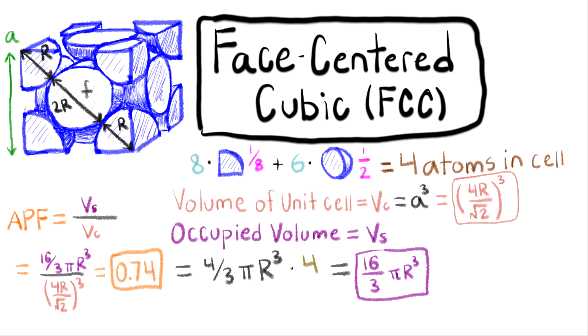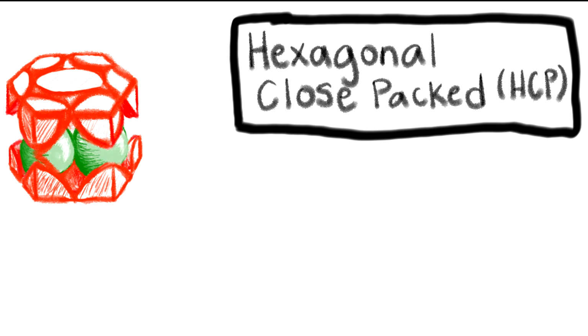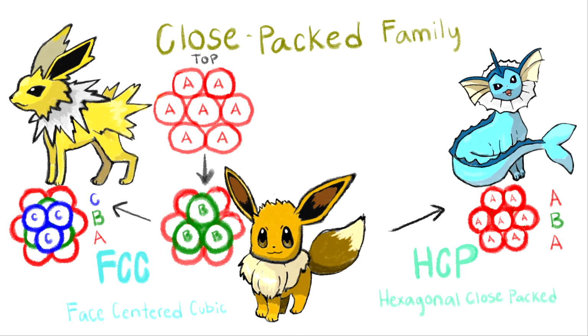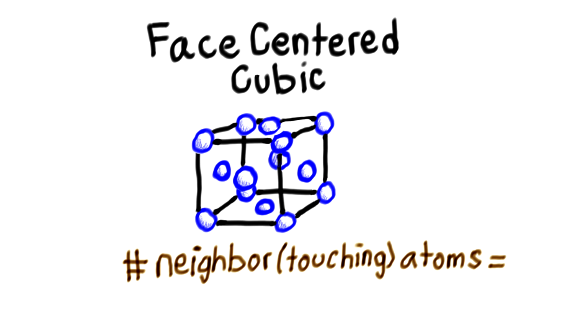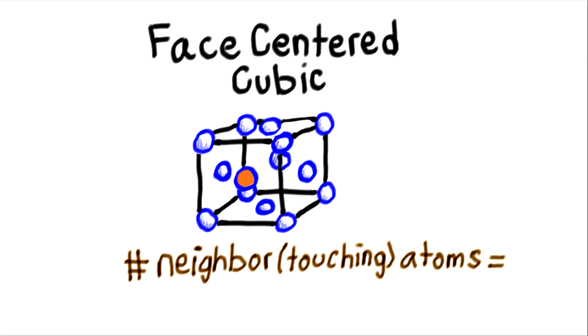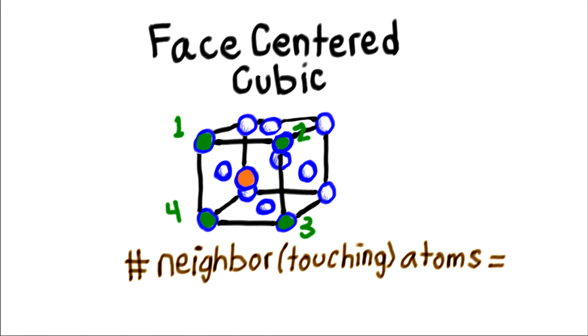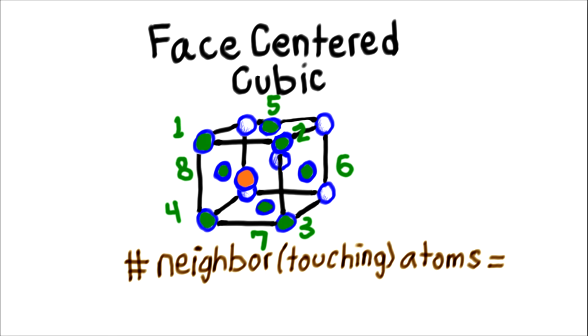This maximum value will also be shared by the hexagonal close-packed structure, with these 2 belonging to what we call the close-packed family. FCC includes aluminum, nickel, lead, copper, and gold. When determining the number of neighbor atoms, I found it convenient to choose an atom on one of the faces. This atom touches the 4 corners on its face, as well as the 4 closest face atoms in the cell, for a local total of 8.